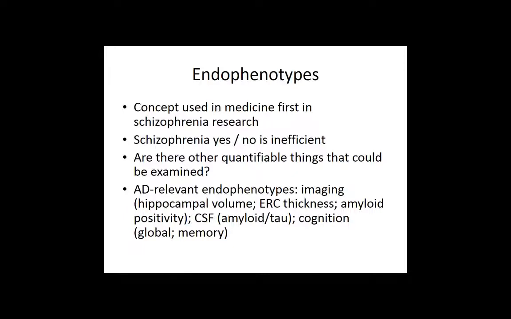And imaging stuff like hippocampal volume, the thickness of the entorhinal cortex, amyloid positivity, things from the CSF, things from cognition with a global cognitive functioning or memory. These are all candidates for endophenotypes, where what you're really wanting to do is discover things that are going to help you to identify genetic loci and cure Alzheimer's disease. But you're not starting with Alzheimer's disease, you're starting with a continuous summary that's kind of like Alzheimer's disease, an endophenotype.